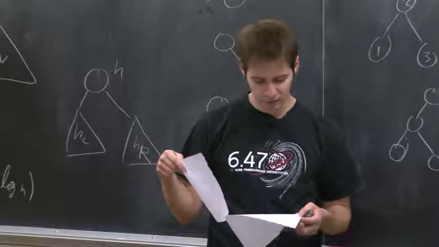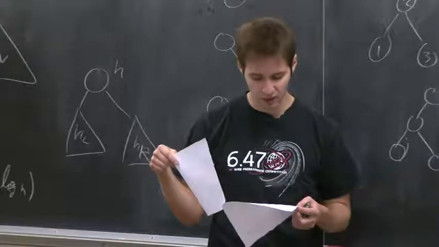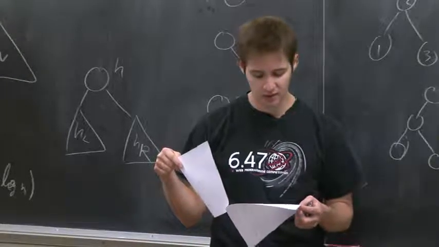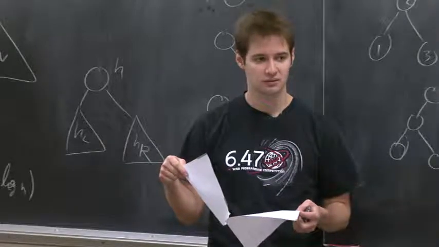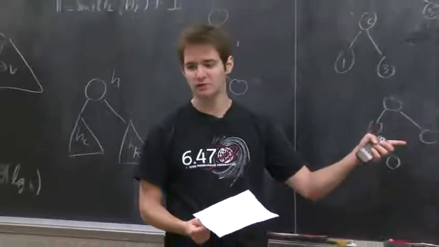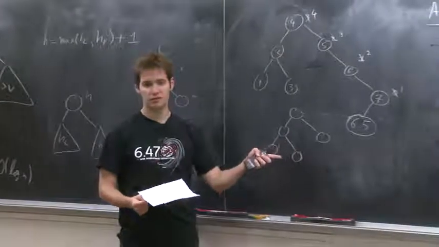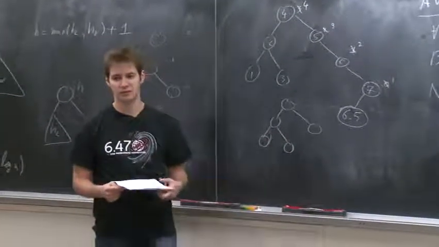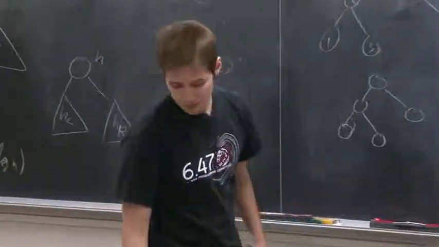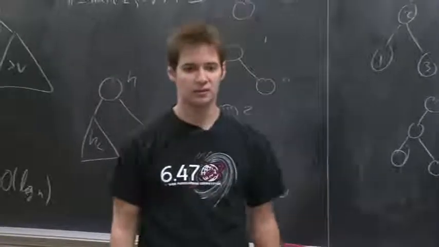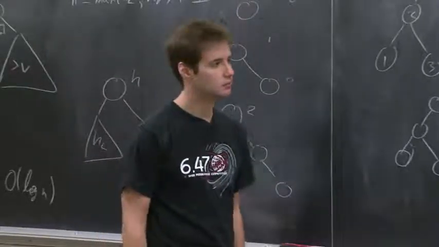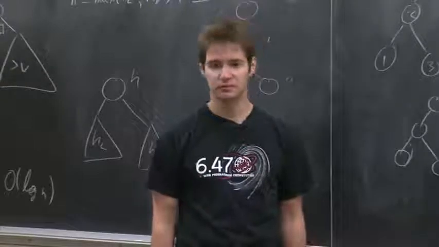The first thing that rebalance does, if you see, it has a while loop there. And the first thing that it does in the while loop is it updates the height. And this is why: the height might have changed after the insert, so any decision based on the old height is bad. That's why we have that there. Okay, makes sense so far?